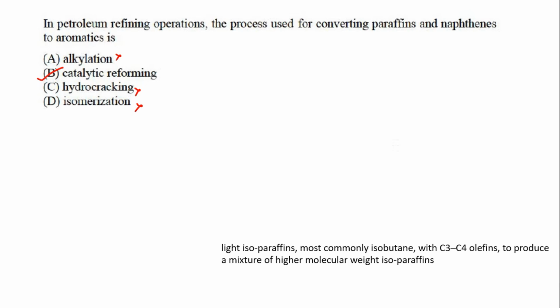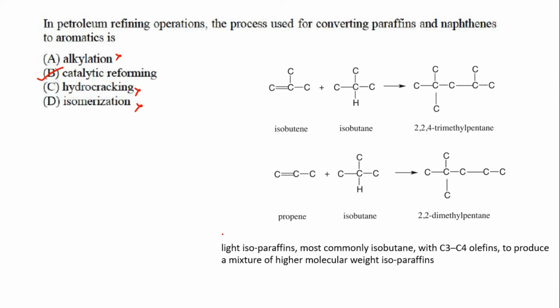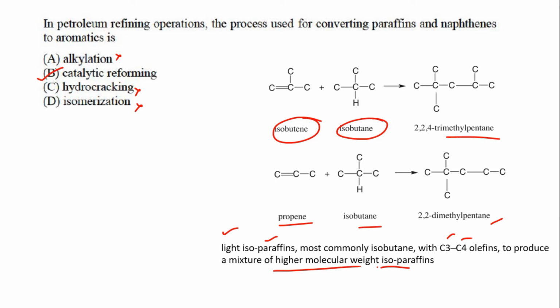Alkylation reactions are mostly used to produce higher molecular weight isoparaffins from light isoparaffins as well as C3, C2 olefins to produce higher molecular weight isoparaffins. Here you can see butane to form trimethyl pentane, and propene and isobutane forming dimethyl pentane. The alkylation process is also used to produce high octane number petroleum products.